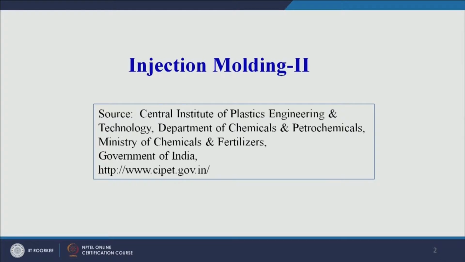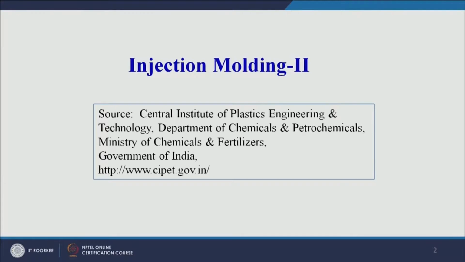So to start with, we can first see the source for today's session. The source is Central Institute of Plastics Engineering and Technology, that comes under Department of Chemicals and Petrochemicals. So the data that we have taken for today's presentation is available at this website. The website is also given. It is a Government of India organization, www.cipet.gov.in. So all the information is available at this website. So you can refer to this website also as a source of information regarding processing of polymers.